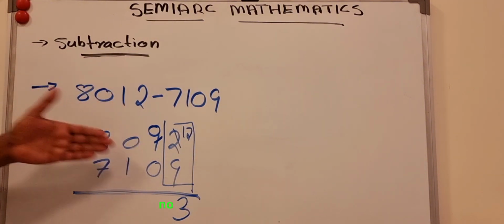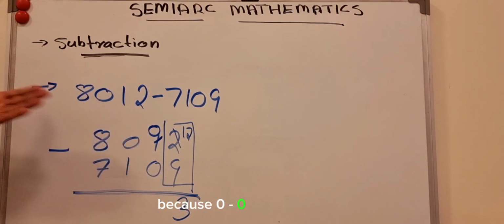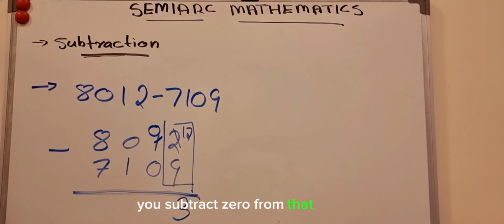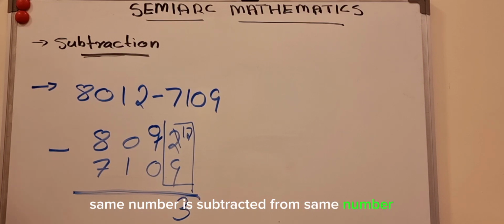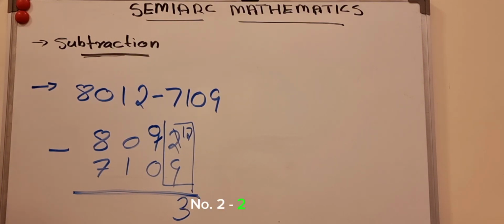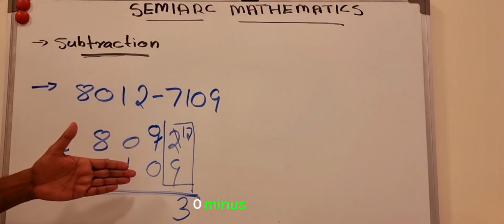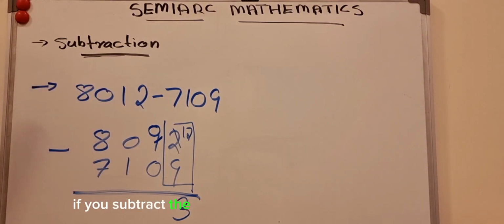When you come to the next line, 0 on top, also 0 below. 0 minus 0. No need to carry anything because 0 minus 0 means 0. You are subtracting 0 from 0. If the same number is subtracted from the same number, the answer is 0. 2 minus 2 is 0. 3 minus 3 is 0. If you're subtracting the same number from the same number, the answer will always be 0. So 0 minus 0, the answer is 0.